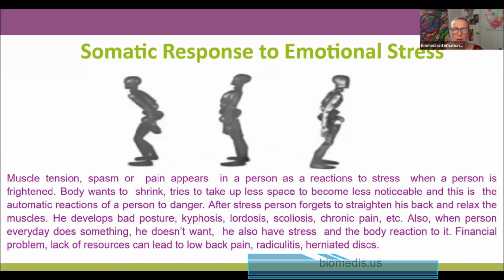He also can get muscle tension like this if he doesn't want to do something. It's all of that, and you see all different postures. Things like financial problems, let's say, can also affect your low back. When the muscles are tied up all the time, it brings the vertebrae together, and it starts a herniated disc because of the muscle contractions.